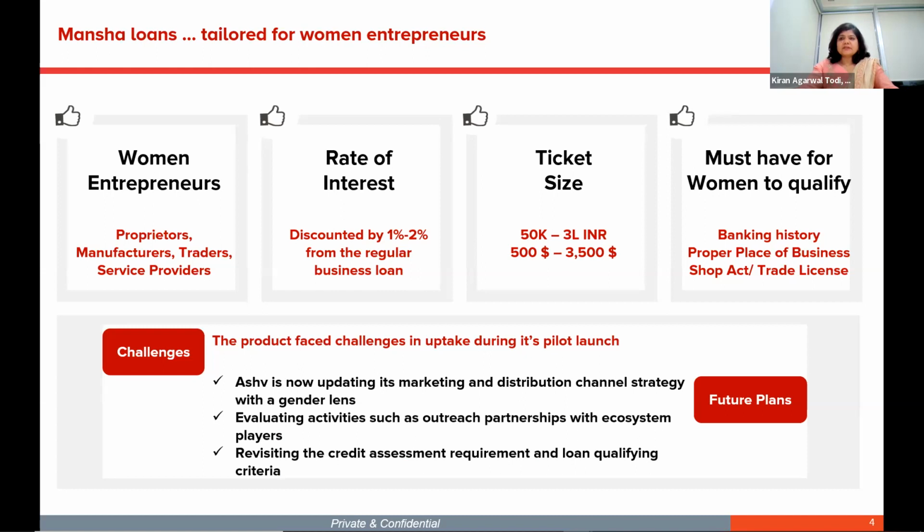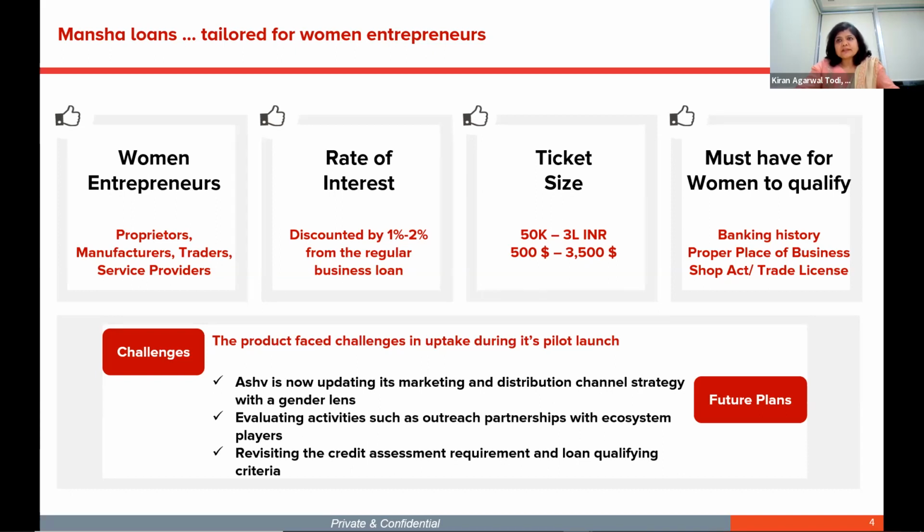What I'm going to talk about here is Mansha loans, which we launched sometime in 2020. This was post-COVID, so it's been 2 years. These loans were tailored for women entrepreneurs. When we say Mansha in Hindi, it means as you wish. So the idea behind these loans was that we would tailor-make them as per the wish, the need, the financial requirement of the women entrepreneurs we were focusing on. What we cover under these loans are women proprietors, women manufacturers, traders, and service providers.